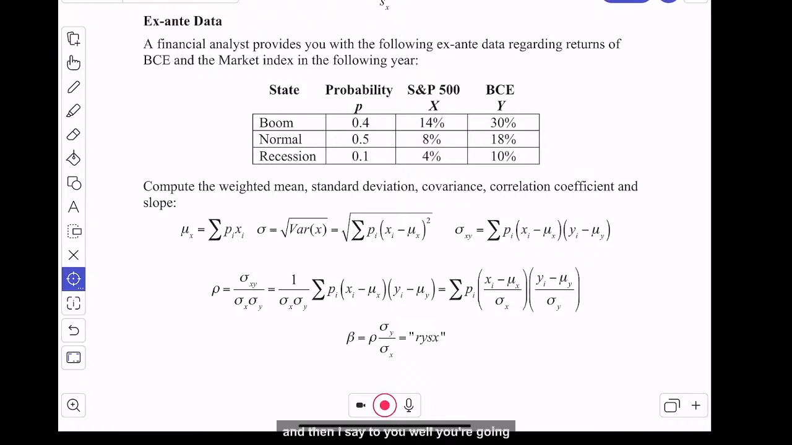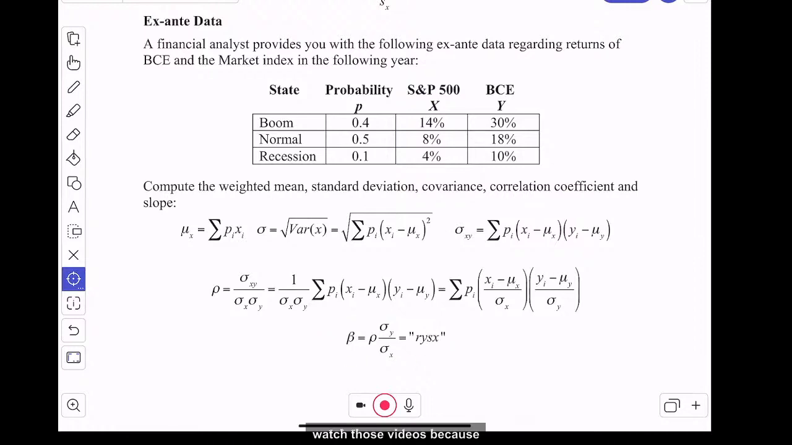And then I say to you, well, you're going to do the same thing, but you're going to use the more general formulas, the formula for the weighted mean, the weighted standard deviation. As a result, you get the symbol mu because these are distributions. So this is the weighted mean, the weighted standard deviation, the weighted covariance, the weighted correlation. So again, this is the form of it that you're going to get more used to in this class. And this is the weighted beta.